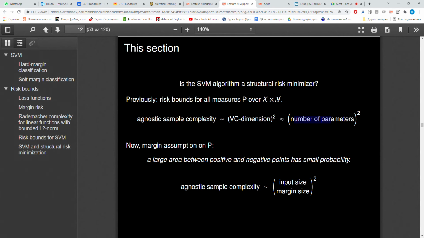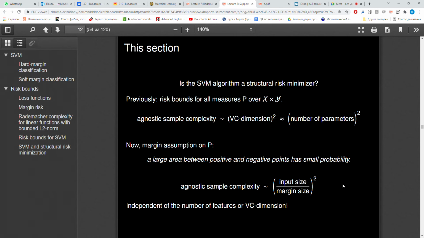So now we are given a margin assumption on P. P, as you know, is a probability measure over X times Y. Now we have the assumption that a large area between positive and negative points has small probability. In this case, we can get that agnostic sample complexity is close to the square of this fraction. So we try to get an understanding of why we can bound the agnostic sample complexity with no dependence on the number of parameters or number of features.